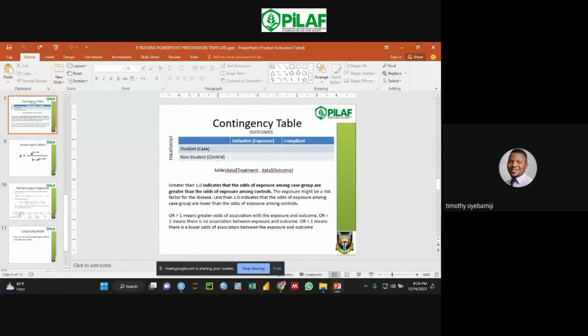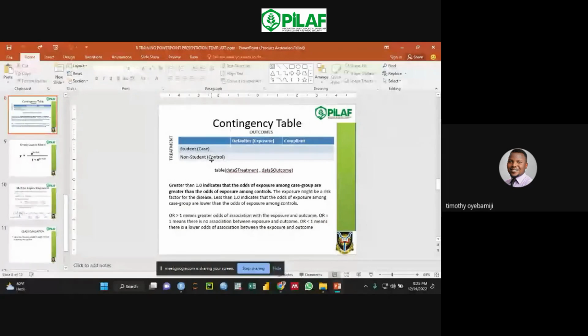Now, I use students here because in the example we want to do, this will be students and this will be non-students, while this will be defaulters and those who are compliant. So we'll be looking at a data set popularly known as the loan data set. We have three independent variables predicting whether a person will default or will be a compliant customer, those who have accessed the loan. And part of the independent variables is whether a person is a student or not. So for this table, the case is students, while the control are non-students. Whether you are working class or unemployed, you are a non-student.